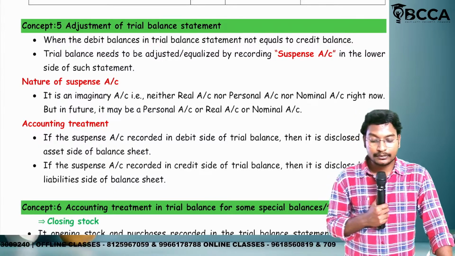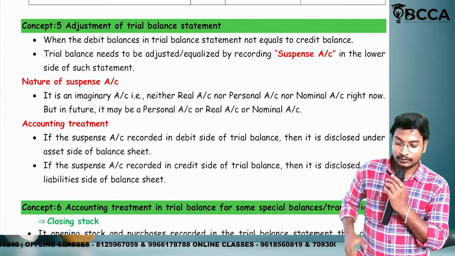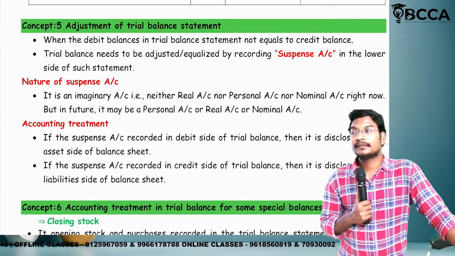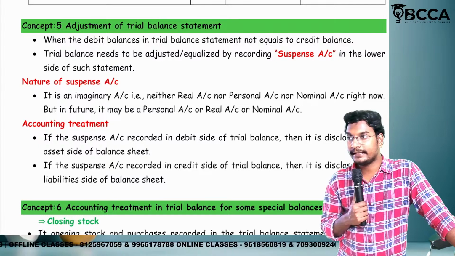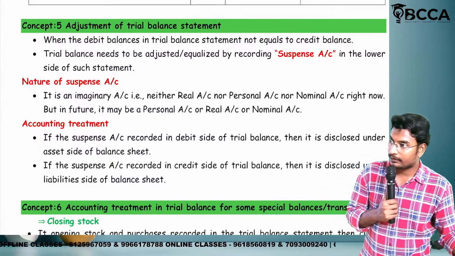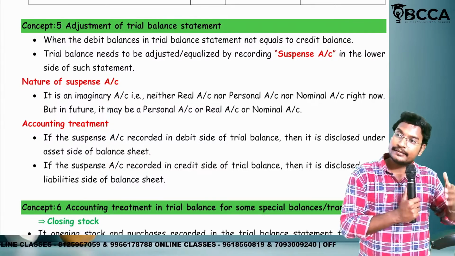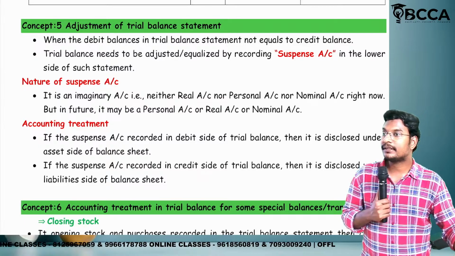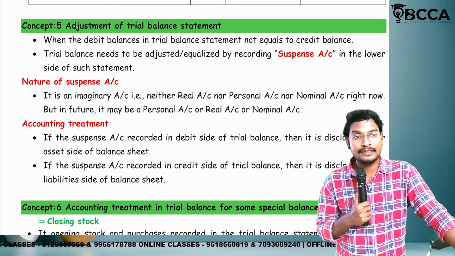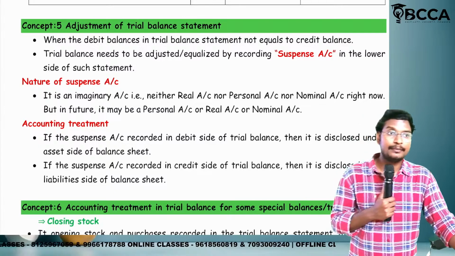Any doubts up to here? Not having. Now, adjustment of the trial balance: if the debit side total is not equal to the credit side total, then the balance should be transferred to the suspense account. For example, the debit side total is 10,000 but the credit side total is only 7,000. The difference is 3,000, and it is recorded on the lower side, which means the credit side. That 3,000 will be transferred to the suspense account. What is the meaning of suspense, sir?